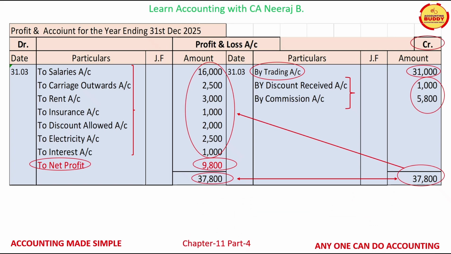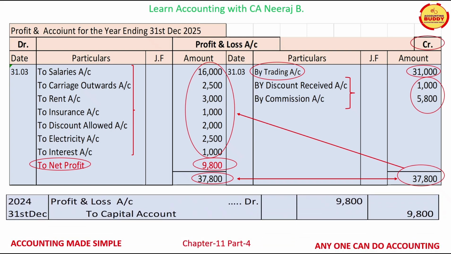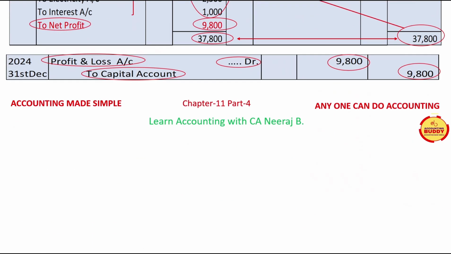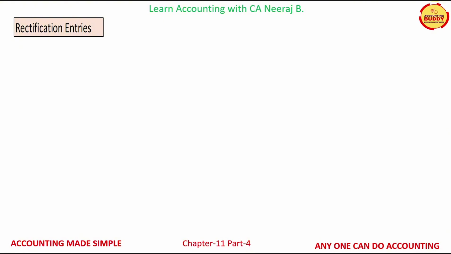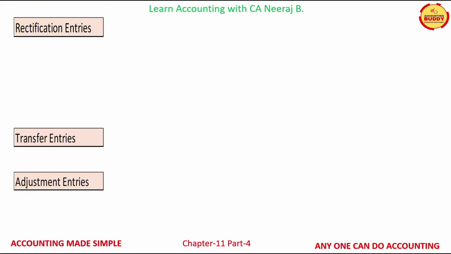The net profit of the business is transferred to the capital account of the business owners by passing the entry displayed. The two accounts which are affected are profit and loss account and capital account. Profit and loss account in this case will be debited and the capital account will be credited by $9,800. Let us understand the terms rectification entries, transfer entries, and adjustment entries.